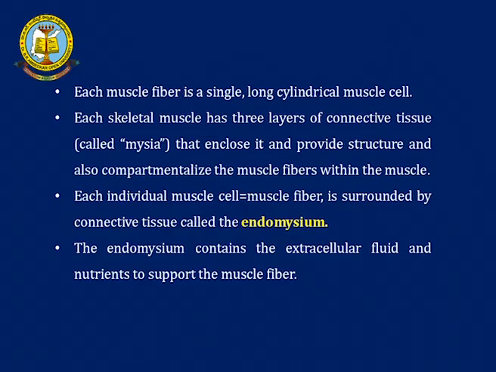Each skeletal muscle has three connective tissues. They are called mysia, which enclose the muscle, and they compartmentalize each muscle fiber within the muscle. Each individual muscle cell is called a muscle fiber, and it is surrounded by the connective tissue called endomysium. The endomysium contains extracellular fluid and nutrients to support the muscle fiber. In turn, these nutrients are supplied to the muscle through the blood vessels.